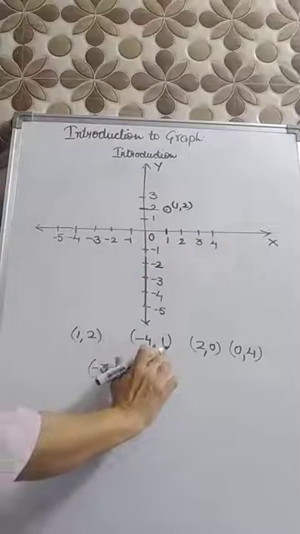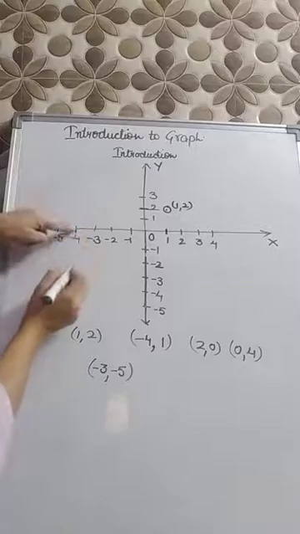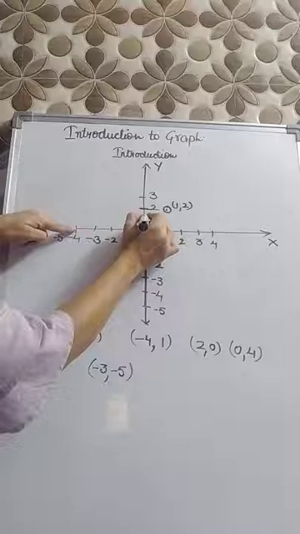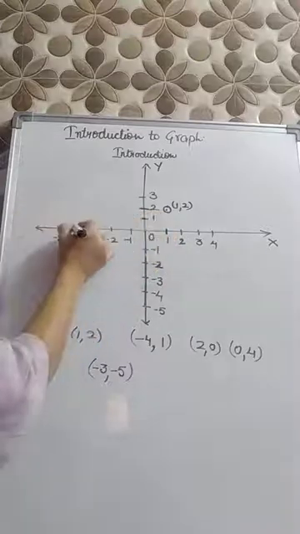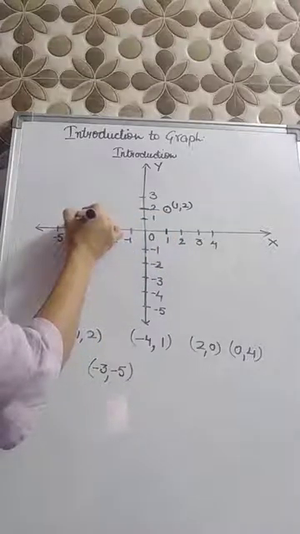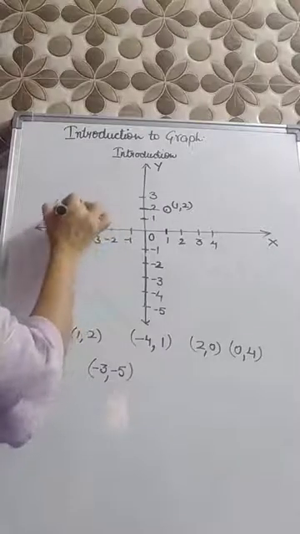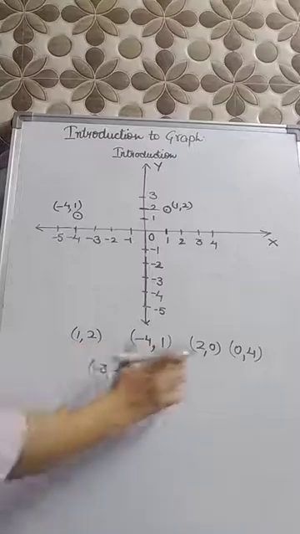Next is minus 4 and 1. X is minus 4, y is 1, which is positive. So 1 is this and minus 4 is this, where they intersect. This is your common point. So this will give you the coordinate minus 4 comma 1.